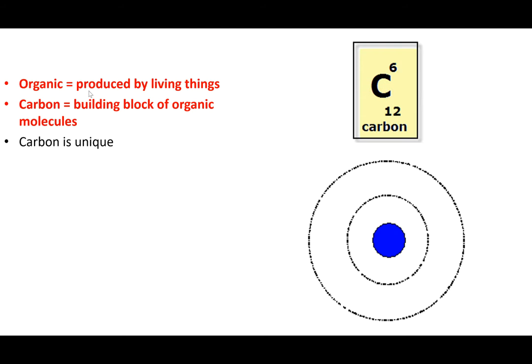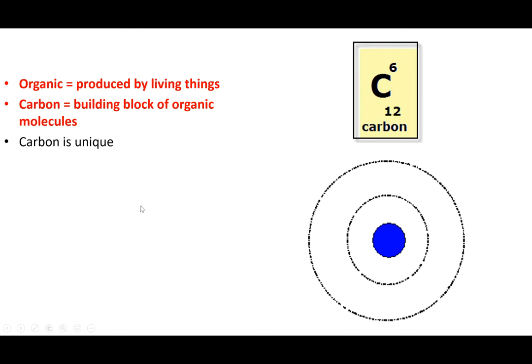All the toxins and poisons that are produced by all kinds of animals around the world, they're organic. They're produced by living things. That doesn't mean they're safe. So organic means produced by living things, and it contains carbon. Without carbon, you don't have organic molecules. And this is because carbon is unique.